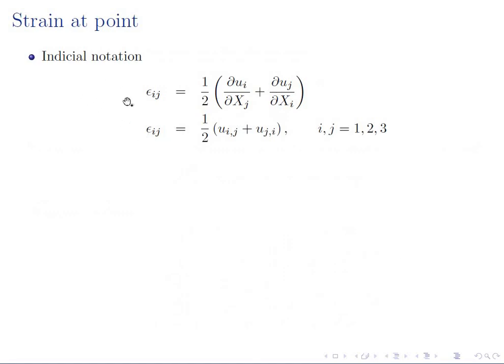Or in indicial notation, I can write down that each strain component epsilon ij is equal to half of partial ui divided by partial xj plus partial uj divided by partial xi, or half of ui comma j plus uj comma i. If we are talking about a three-dimensional body, i and j both vary from 1 to 3 because there are 3 orthogonal axes involved. So this is the compact form of the strain tensor.